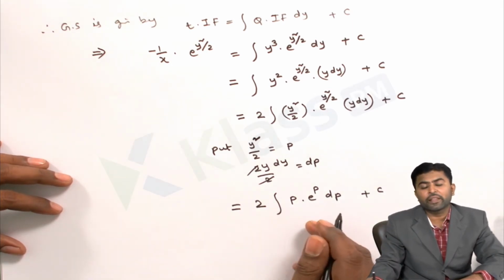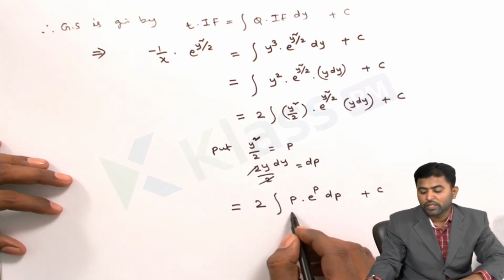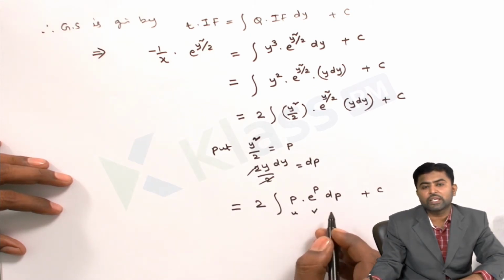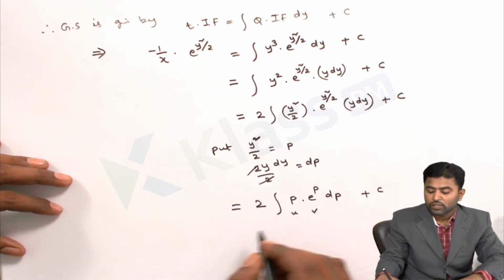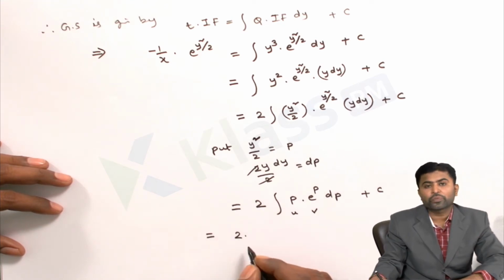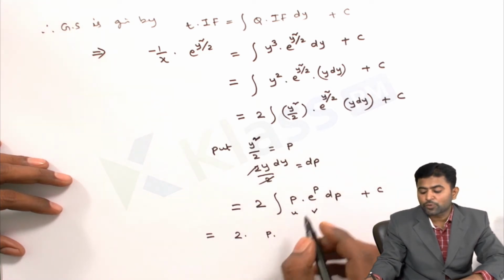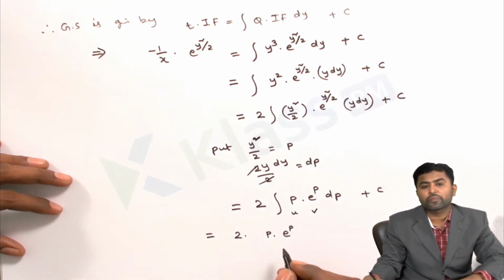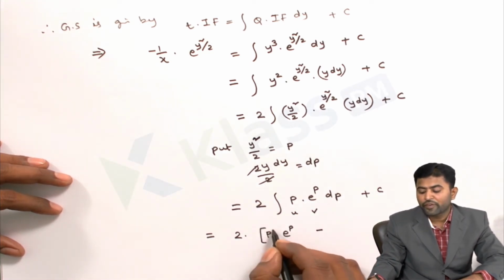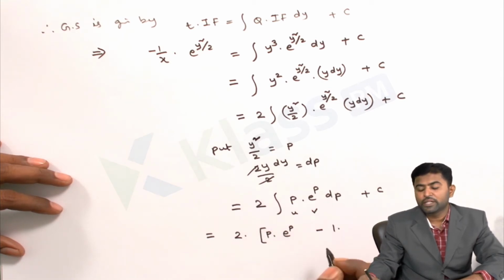Then applying again the Leibniz rule of integration, taking this as u and this as v, just like the previous one, I get 2 into, keeping this term p as it is, integrating this once I get e power p, minus, differentiating this term I get 1, integrating this term one more time I get e power p.